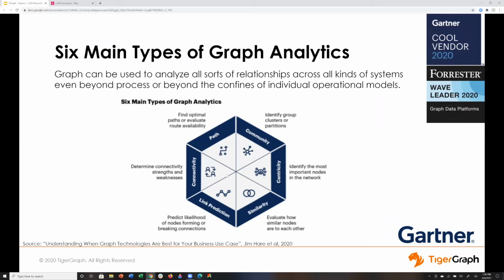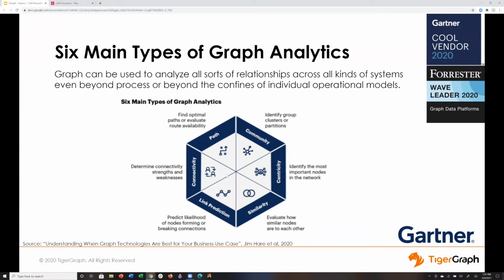So back to Gartner for a second. One of the things that Gartner has highlighted, and this all matters a lot when it comes to customer 360 use cases, is the different kinds of analytics we can do with graph, and then that feeds machine learning that can actually amplify the insights that come from graph. So there's obviously pathfinding. How do you find optimal paths? There's community. How do you identify group clusters or partitions? Who is the most influential set of customers? What changes customer behavior? How can we leverage what we know about other members' journeys?